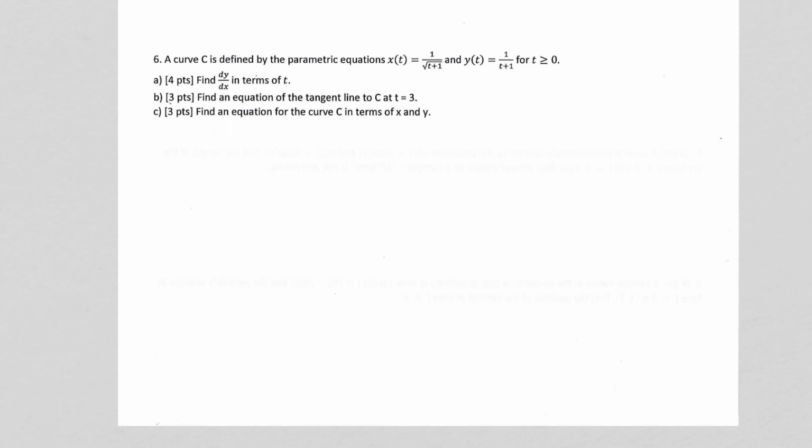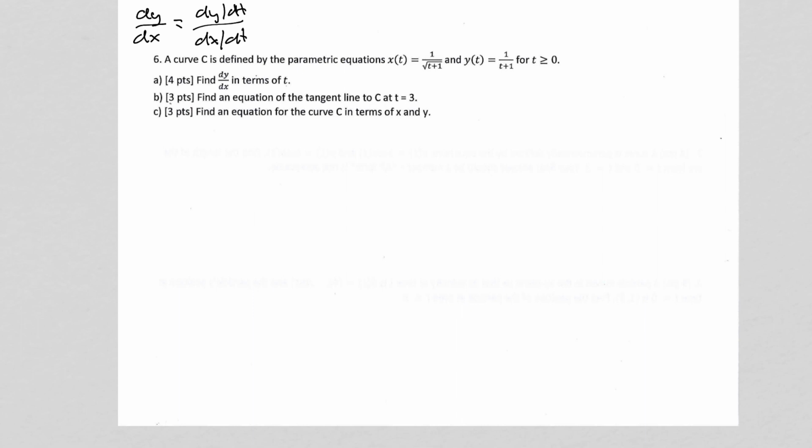All right, so you should know that dy over dx, the way that we're going to calculate that is we're going to do dy over dt divided by dx over dt, because the dt is canceling, give me dy over dx.